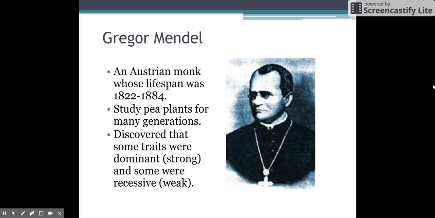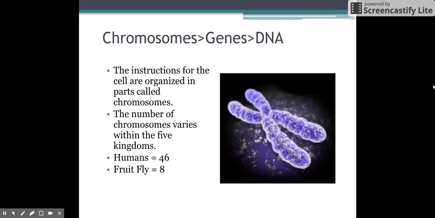He discovered that some of the traits, such as being tall or having rounded seeds, were dominant, which were stronger traits. And then he also discovered that some of the traits that the pea plants inherited were recessive, meaning they were weak. So, where are these traits coming from?